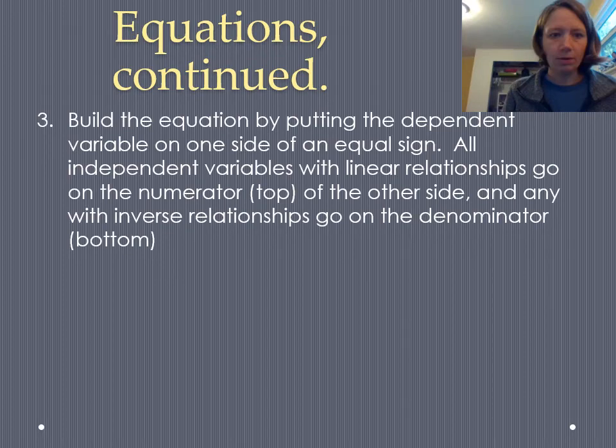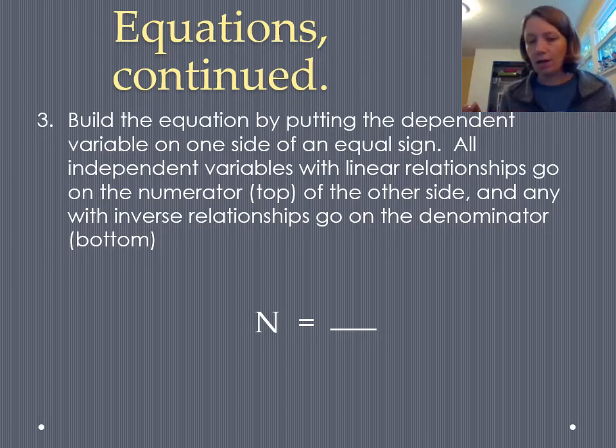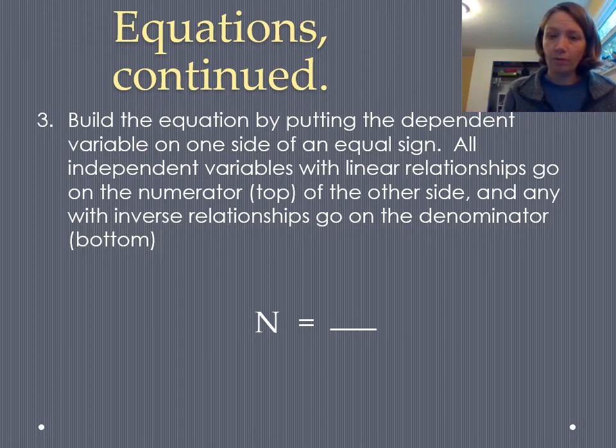Okay, so let's do the last step, the building step. You're going to build your equation, and the way you do that is you start by putting your dependent variable on one side of an equal sign. So in this case, n equals. Then all of the independent variables that have linear relationships are going to go on the numerator. So I usually draw a line on the other side, and on the numerator, which is the top, I'm putting all of my linear relationships.